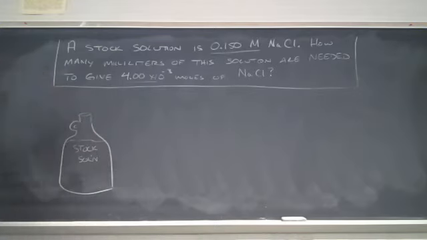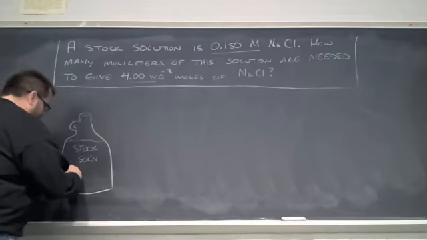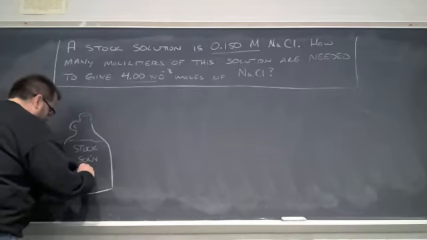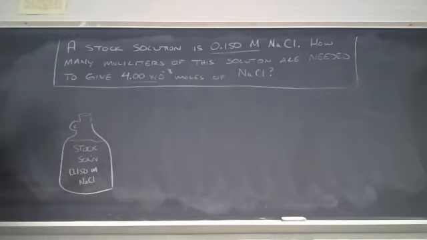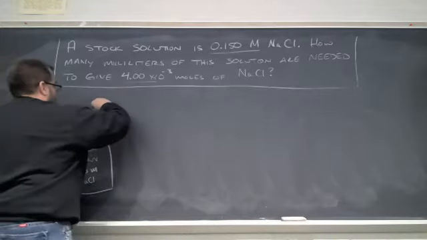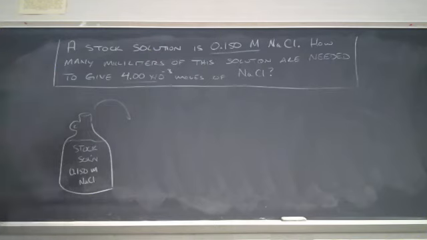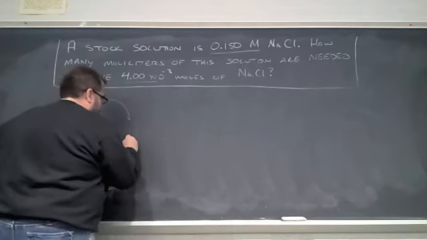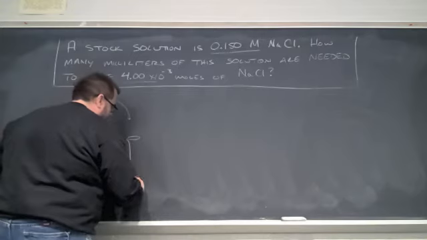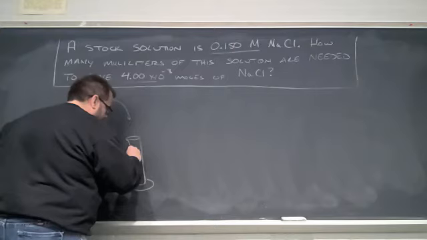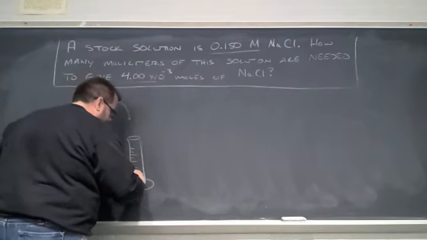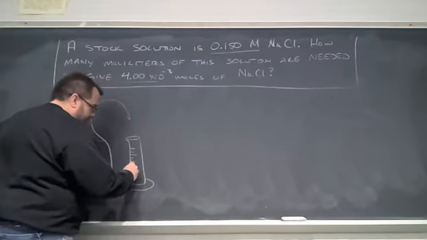So we've got this big jug. This is our stock solution, and it is 0.15 molar sodium chloride. Okay. We're going to tip that and we're going to pour some of it out. Maybe we'll use a beaker. Maybe use a graduated cylinder.